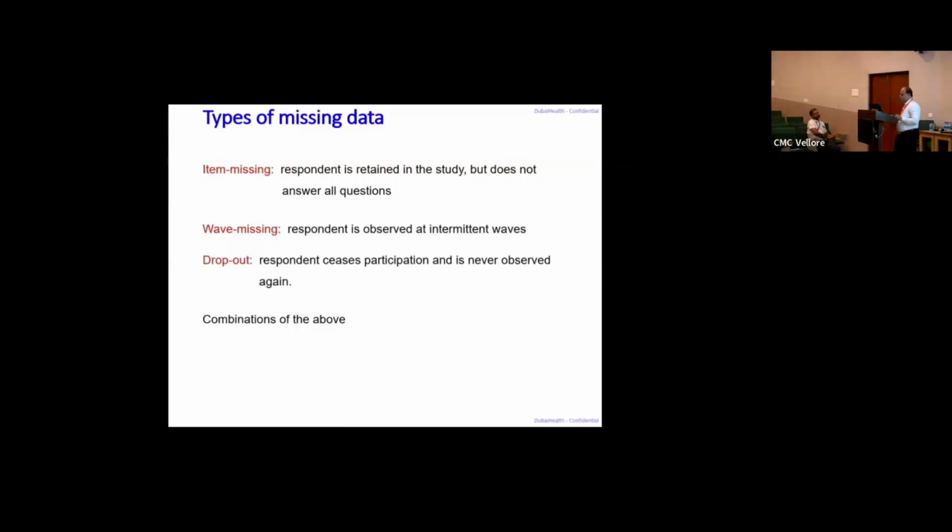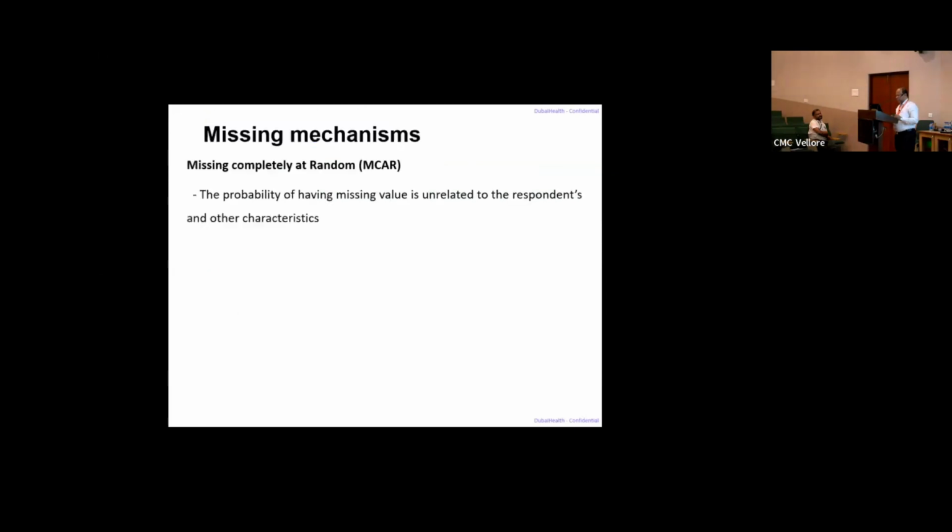This is item missing. The respondent is retained in the study but does not answer all the questions, especially income and so on, health-related questions, behavior-related questions. Wave missing is where the respondent is observed at intermittent waves. That is, he comes once in 3 months, so that particular wave is missing, he is not responding. Dropout: the respondent ceases participation and is never observed again, so you don't get to see the data again. These are the patterns of missing: item missing, wave missing, and dropout missing.